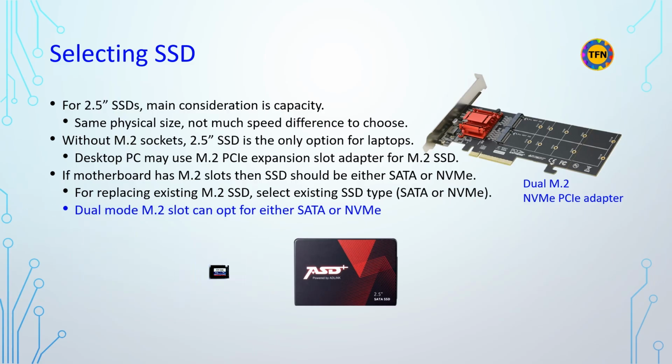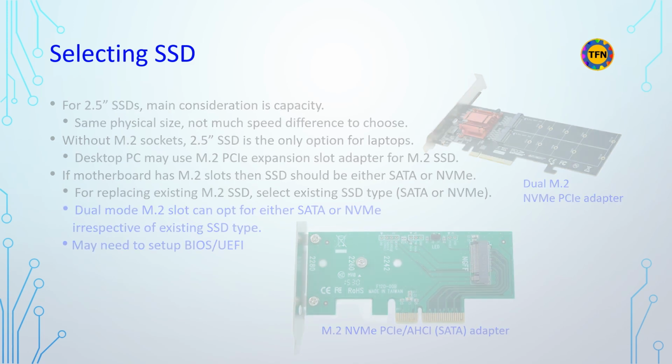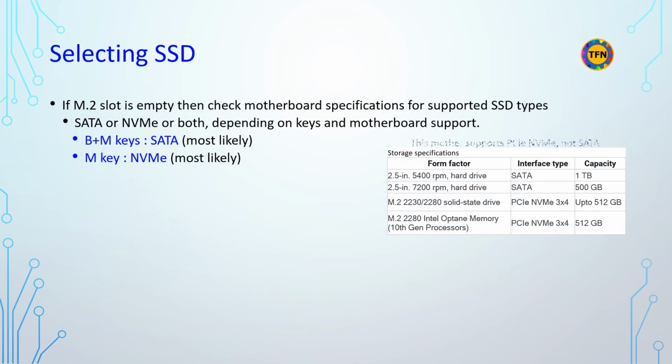A dual mode M.2 slot can opt for either SATA or NVMe irrespective of the existing SSD type, but may need BIOS setup. If the M.2 slot is empty, then selecting a compatible SSD could be a little bit more complicated. You may check the motherboard specifications to find out supported SSD versions. The slot's physical characteristics, such as key type, can also provide clues about compatibility. If the slot has B or B+M keys, then it is most likely SATA version, and if it has only an M key, then it is most likely NVMe version.